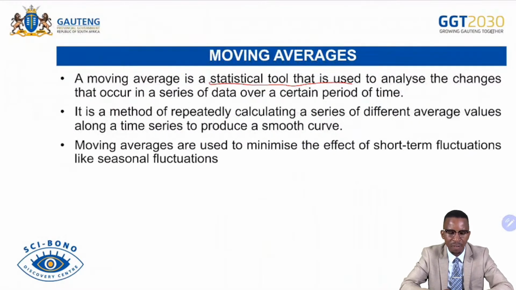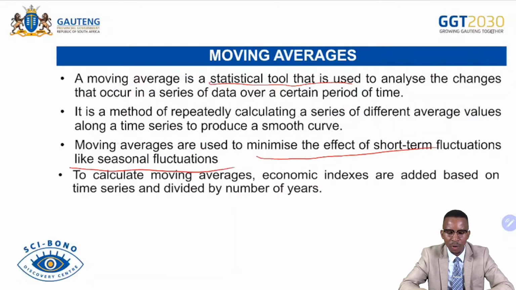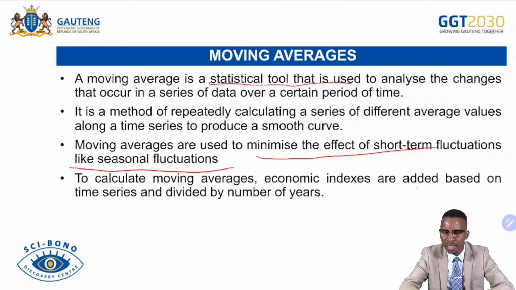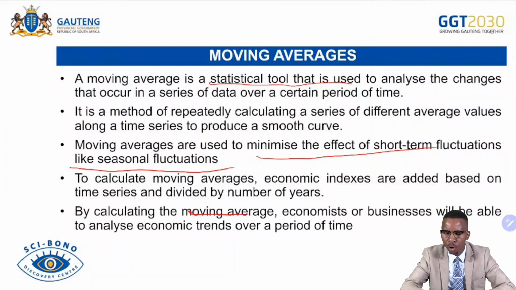That is moving average. Moving averages are used to minimize the effects of short-term fluctuations, like seasonal fluctuations in our business cycle. To calculate moving averages, economic indexes are added based on time series and divided by the number of years. You will see we will be doing those calculations. By calculating the moving average, economies or businesses will be able to analyze economic trends over a period of time.